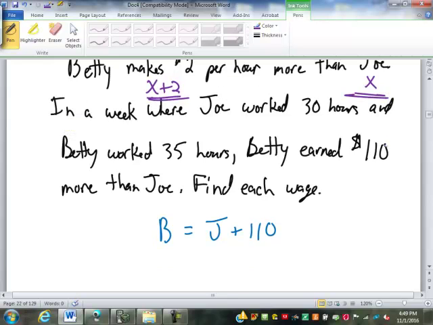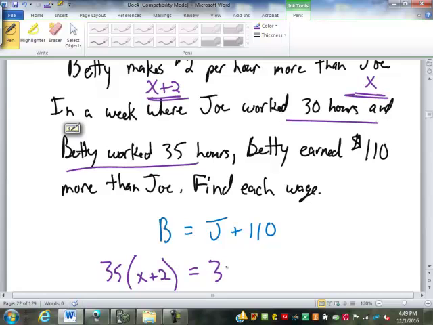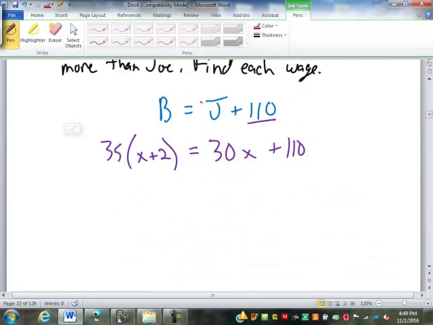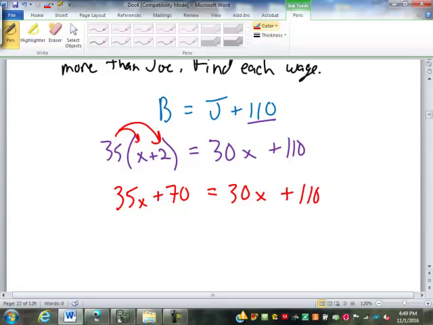The amount they get paid is their wage times their hours. Betty worked 35 hours. So that's 35 times X plus 2. Joe worked 30 hours. That's 30 times X. Can't forget the plus 110 out here. So now we can solve this. Have to distribute here. 35 times X is 35X. 35 times 2 is 70. On the other side over here, we have 30X plus 110.